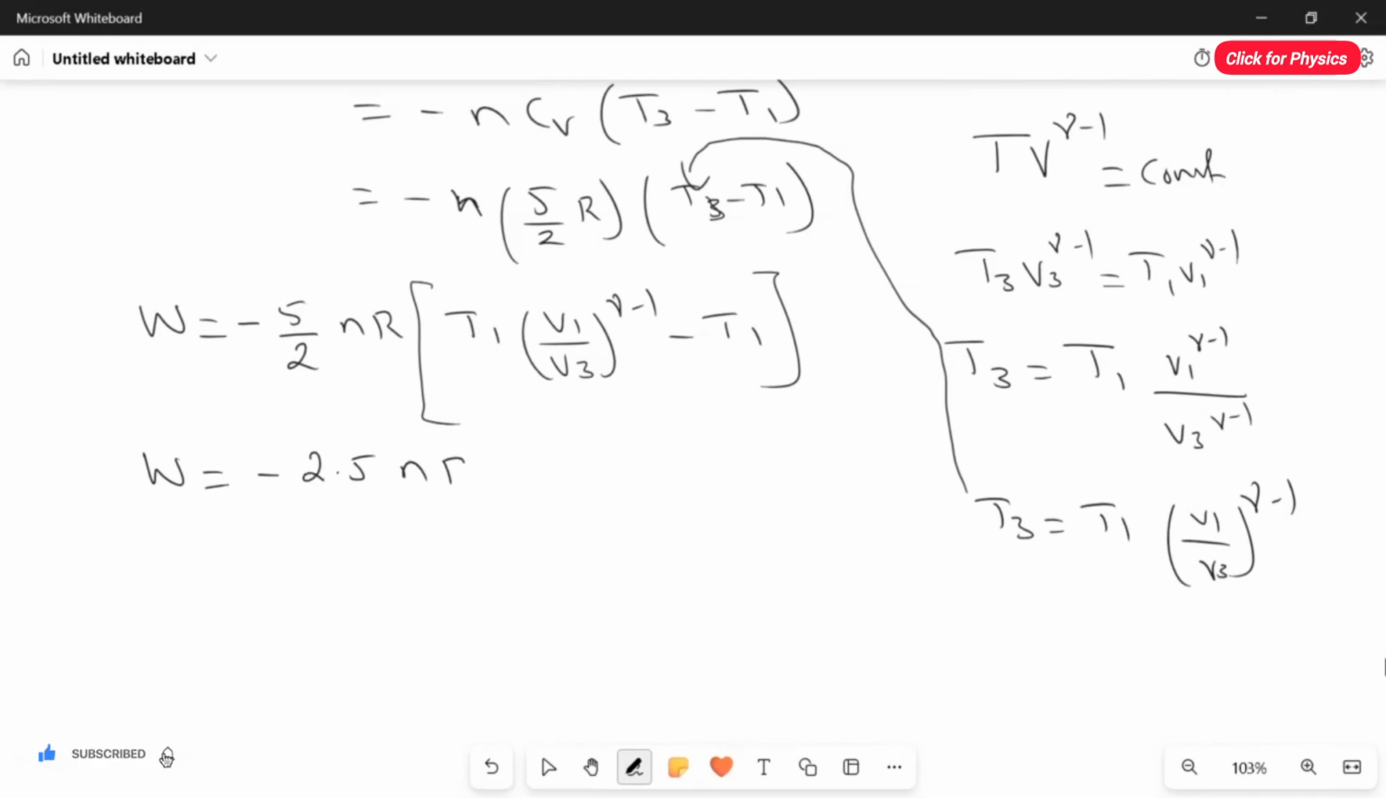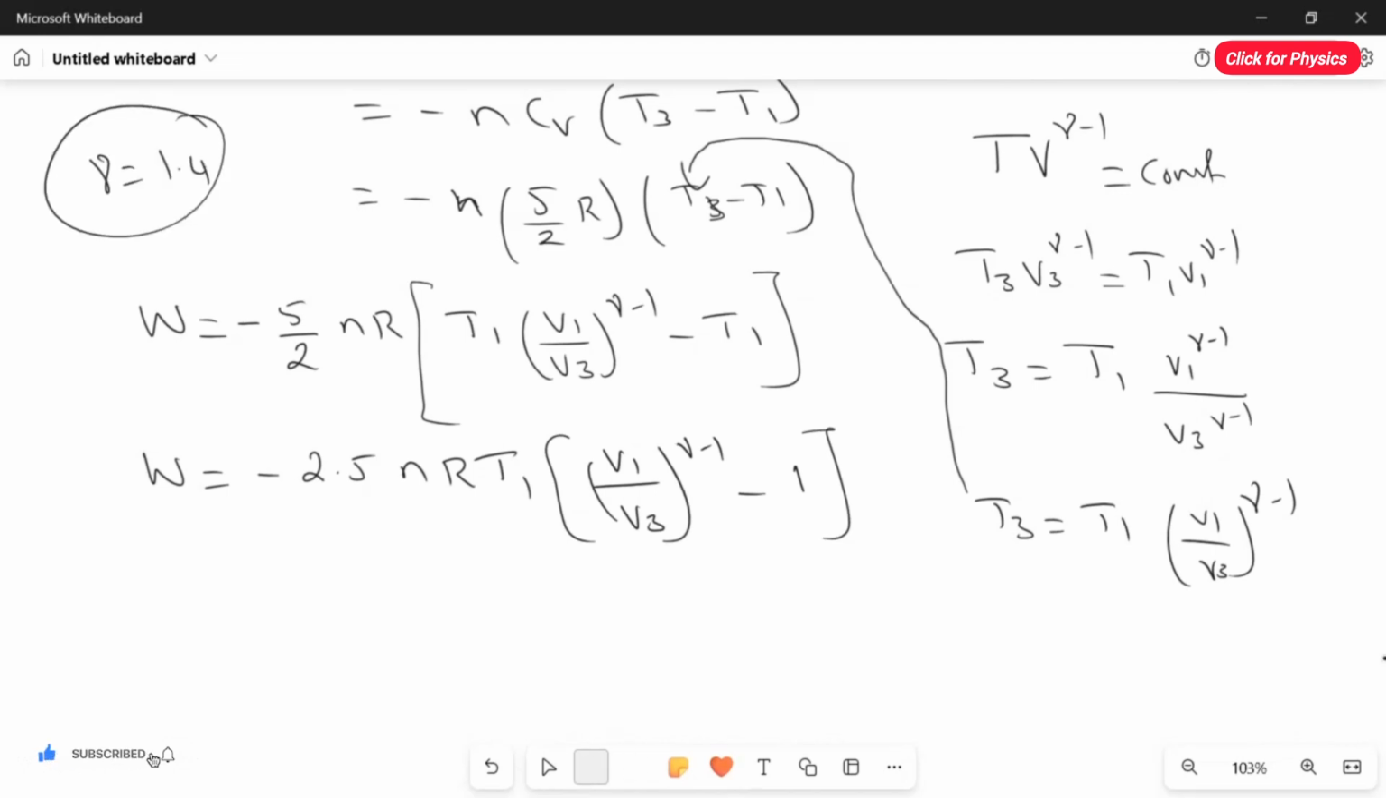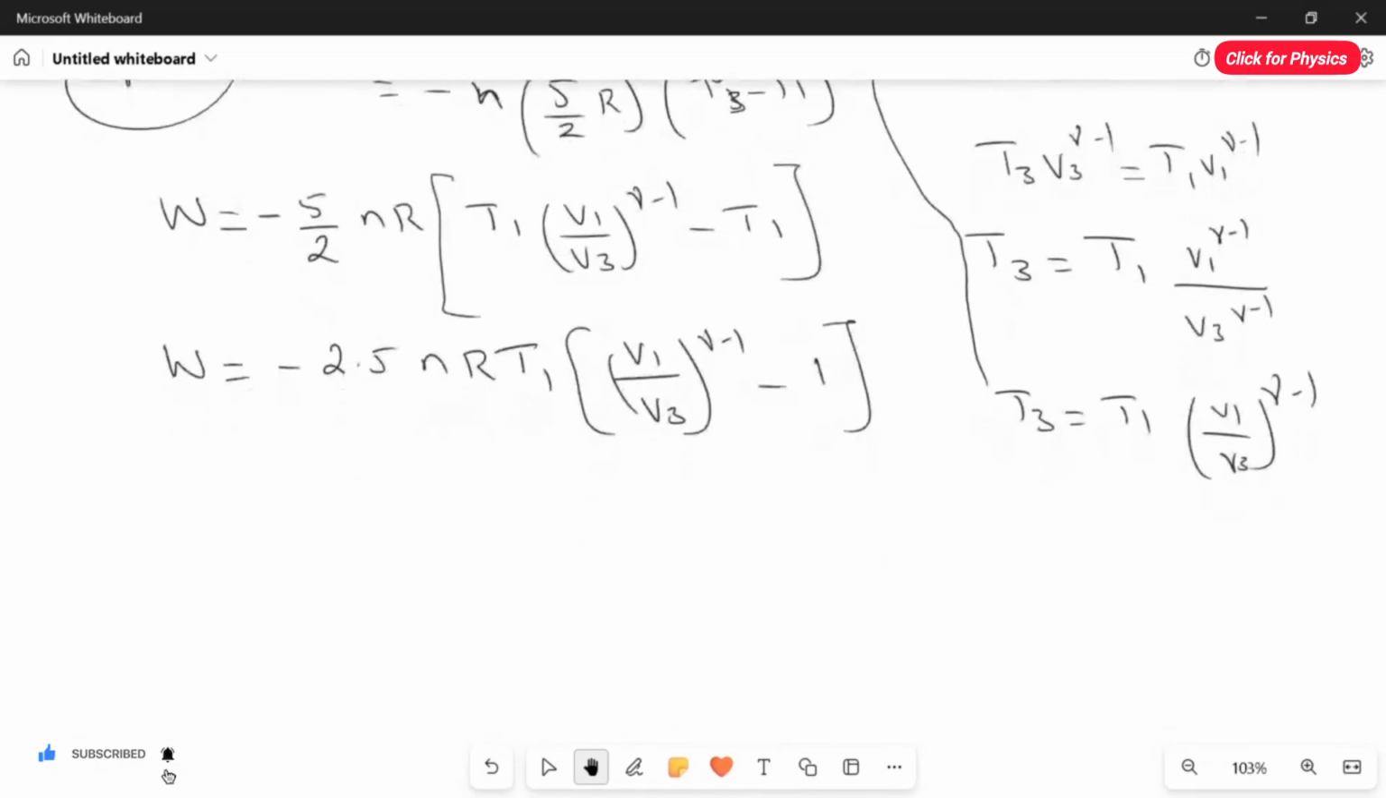2.5 nR, and we can take T1 as a common term. So what is inside the bracket? (V1 over V3) to the power of gamma minus 1, minus 1. As we already know, gamma is equal to 1.4, right? So 1.4 minus 1 is equal to 0.4. Now we are going to find the answer for W over nRT1. So we can take this term to the left hand side as the denominator. By that, W over nRT1 is equal to minus 2.5.